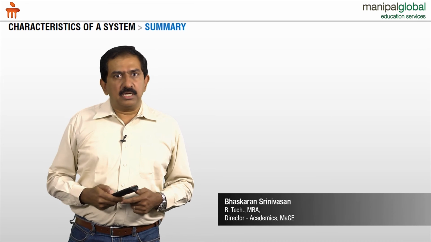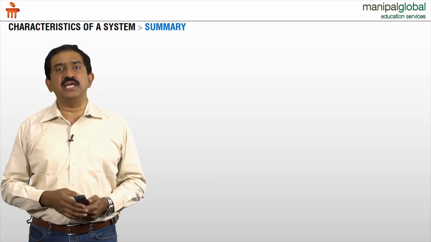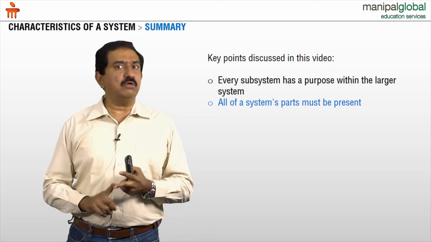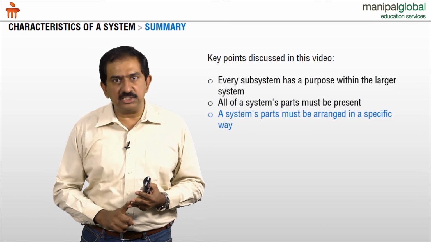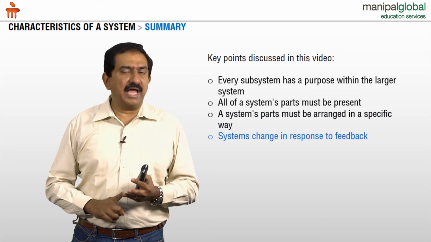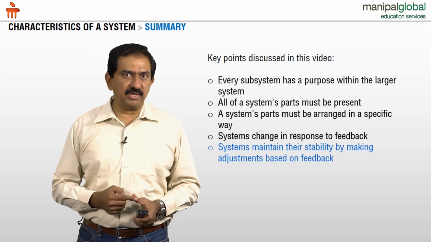In summary, these 5 characteristics define a system. So if you were to look at understanding a system and at defining a system, you must try and identify these 5 characteristics as we just spoke of. Every subsystem has a purpose within the larger system. All of a system's parts must be present. All the parts must be organized in a specific way. The system will change in response to feedback, and the system tries to re-establish stability based on this feedback.